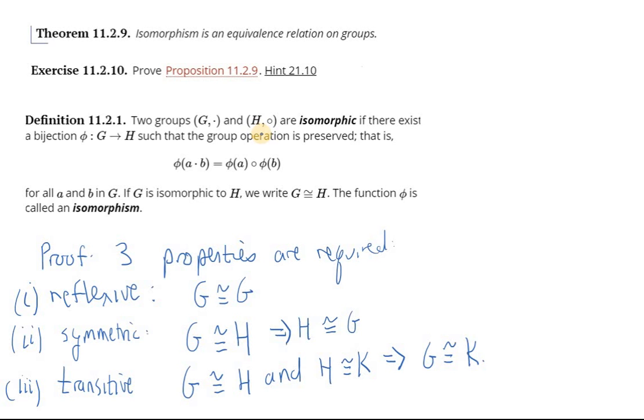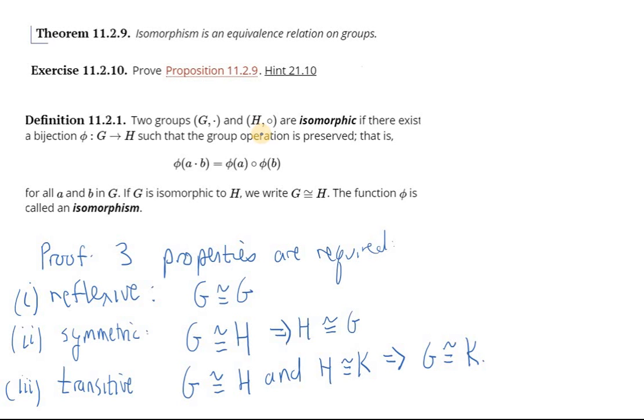Three properties are required, which you can see if you go back to the equivalence relations chapter. First, reflexive, that any group is isomorphic to itself. Symmetric, any group that's isomorphic to another group, also the isomorphism works the other way, that if G is isomorphic to H, then H is isomorphic to G. Transitive means that if you have one group isomorphic to a second and the second isomorphic to the third, then the first is isomorphic to the third.